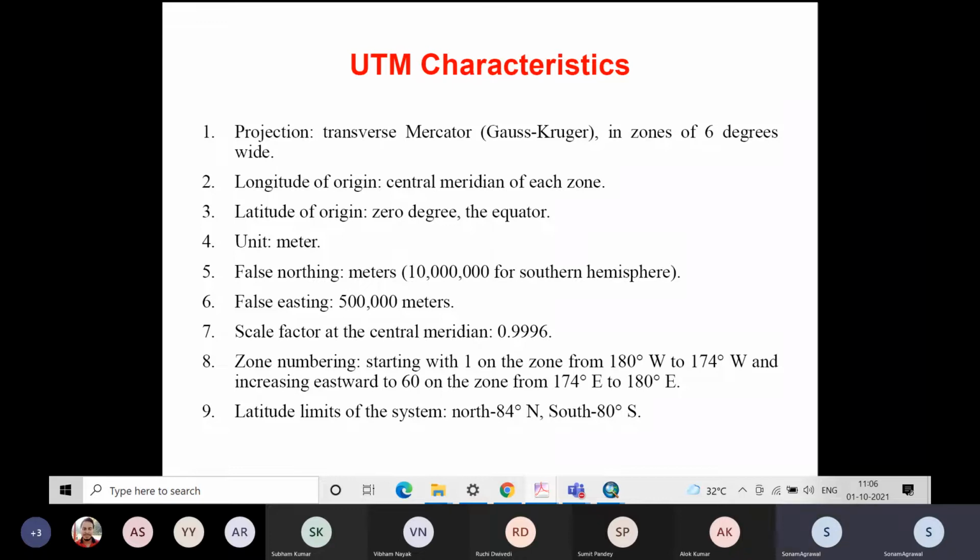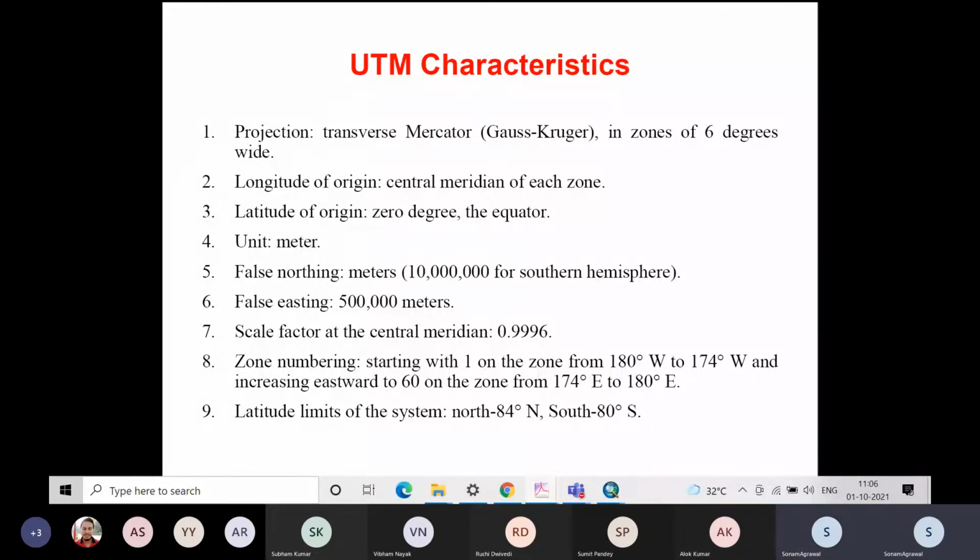Origin of longitude is the central meridian of each zone. Latitude of origin, 0 degree, the equator. The measurement unit will be meter. There will be false northing, false easting. Scale factor will vary in each of the zones. There are a total of 60 zones in the UTM. And in each zone, the scale factor varies from 0.996 at the central meridian to the boundary of that zone.